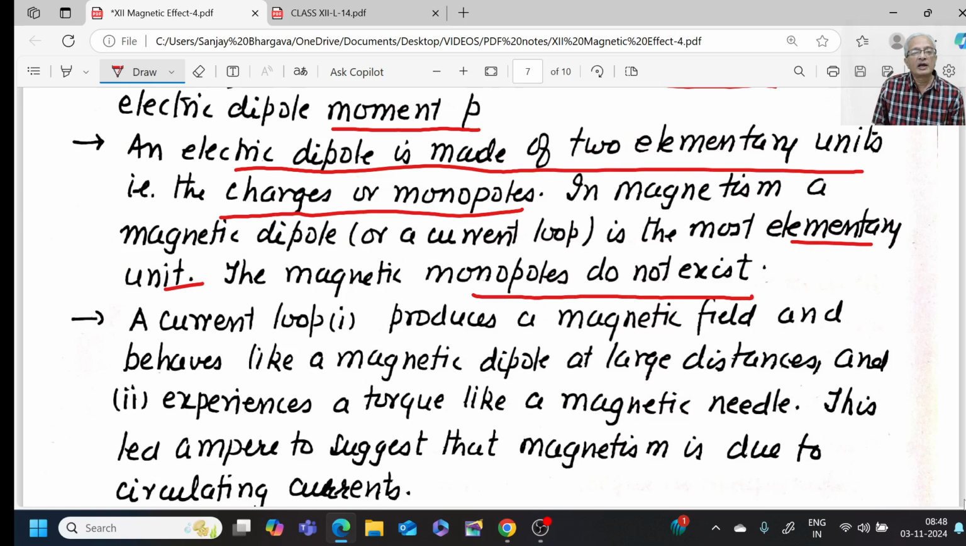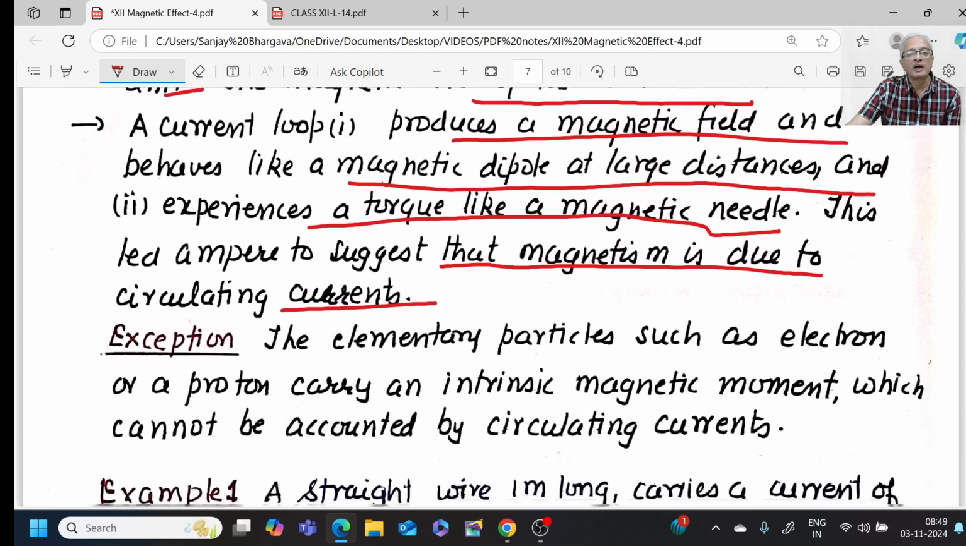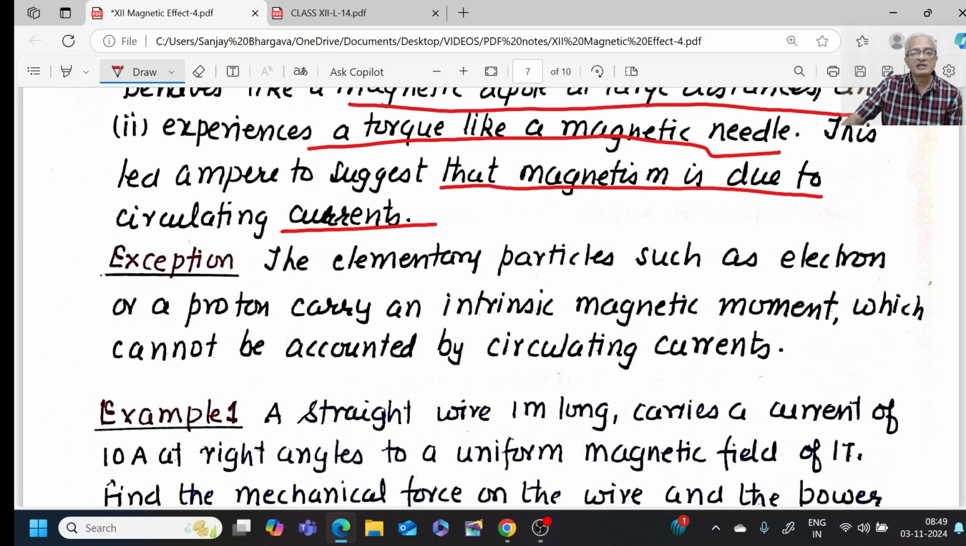The current loop produces a magnetic field and behaves like a magnetic dipole at larger distances and experiences a torque like a magnetic needle. This led Ampere to suggest that magnetism is due to circulating currents. A very important conclusion drawn by Ampere. It says that magnetism is due to circulating currents.